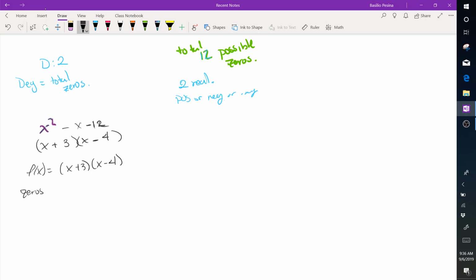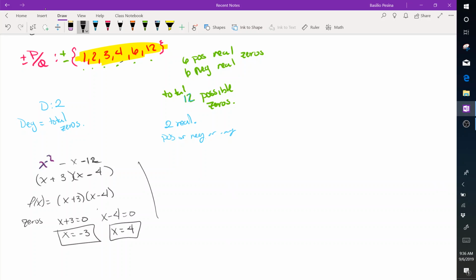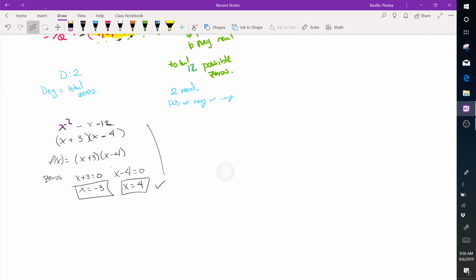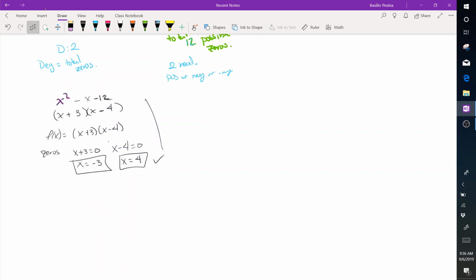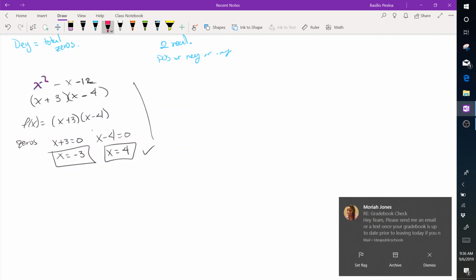Meaning our zeros are each term set equal to 0: x plus 3 equals 0 and x minus 4 equals 0. So x is equal to negative 3 is a possibility, and x equals 4 is a possibility, which are our real zeros. And if we check the numbers that we had, positive 4 and negative 3 are possibilities, which work. Now, if we weren't able to factor, you would have to use your knowledge of the p's and q's and use synthetic division to check if these are roots.